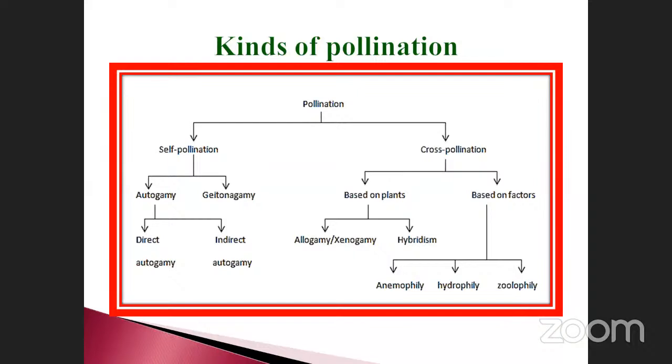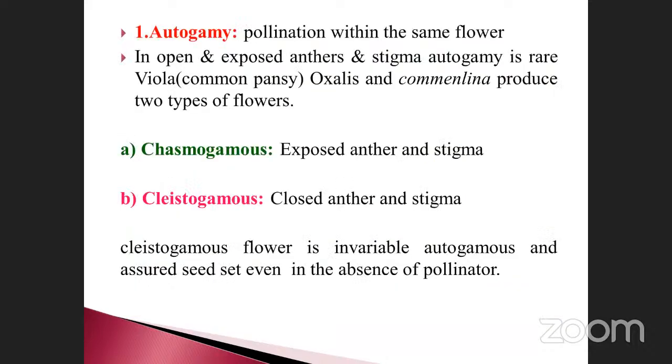Okay, these are the kinds of pollination in your book. See that. Autogamy, I already told you. Pollination within the same flower is called autogamy. It has open and exposed anthers and stigma. Autogamy is rare, where the viola, common pansy, oxalis, and camomile produce two types of flowers.